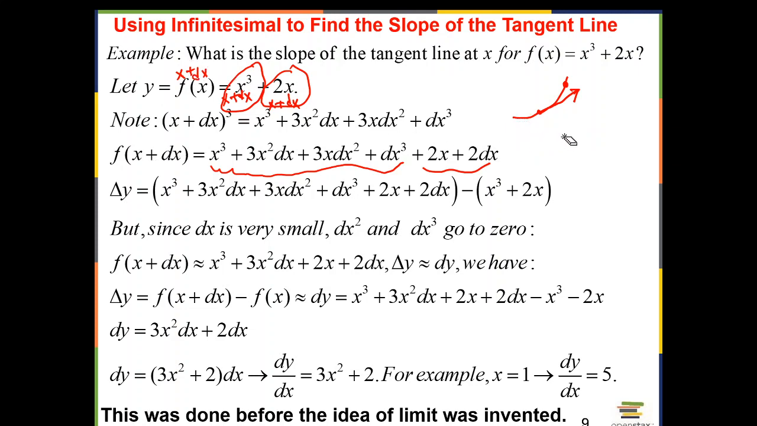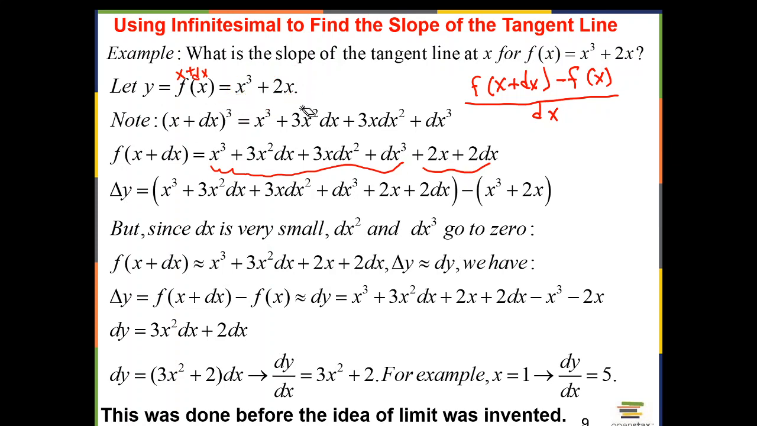That would be our numerator. So we need f of x plus dx minus f of x divided by dx, right? Remember, dx plays the role of h here. Now, what is f of x plus dx? And what is f of x? f of x is basically this whole thing. This is f of x. So in the numerator we have all of this and then minus that. But here is the argument.